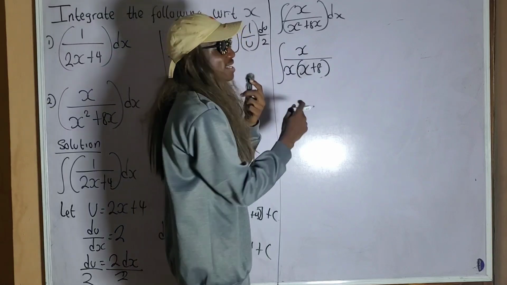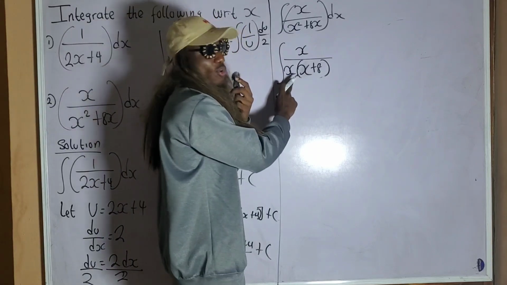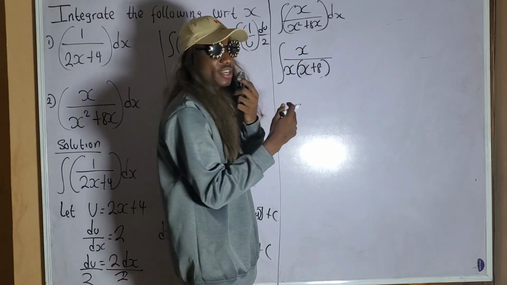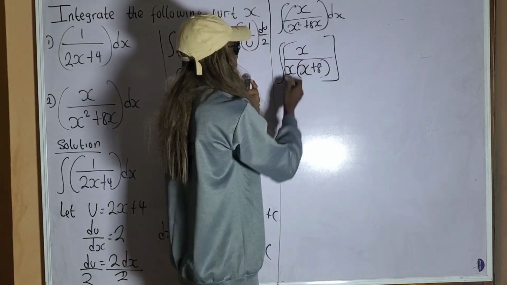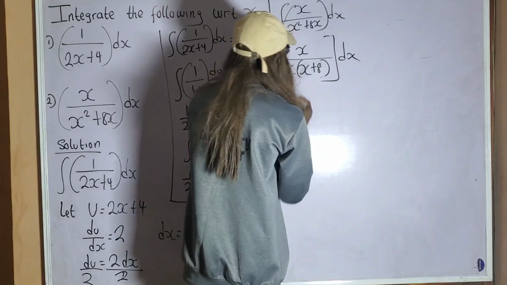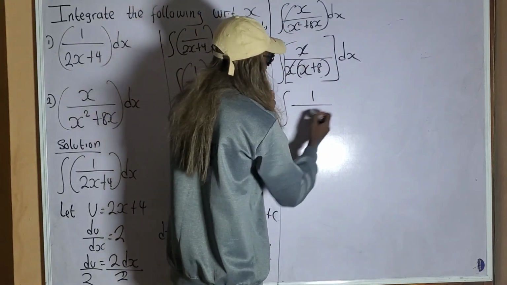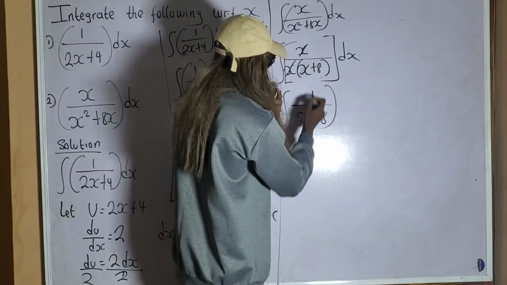What I did here was that I factorized out x because x is common to x squared as well as 8x. Do you understand? So for this, close the bracket and put the dx. This x will eliminate this x. So I'm going to have integration of 1 all over x plus 8. Are you getting it?